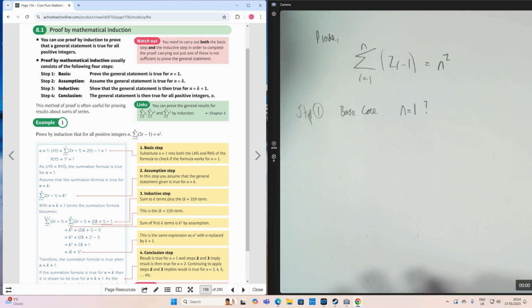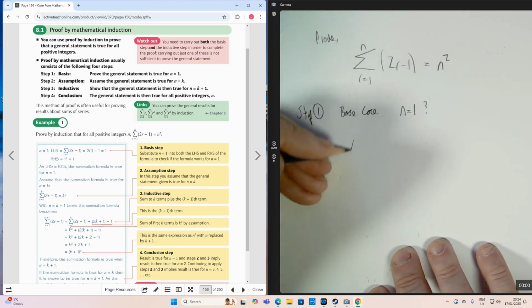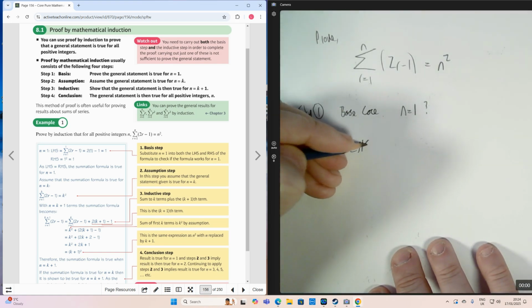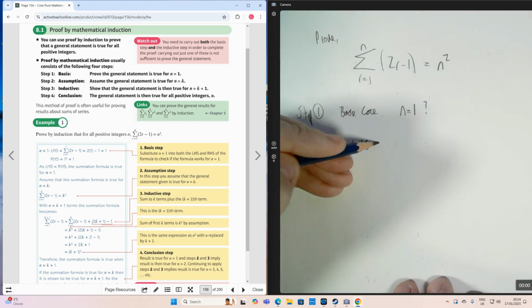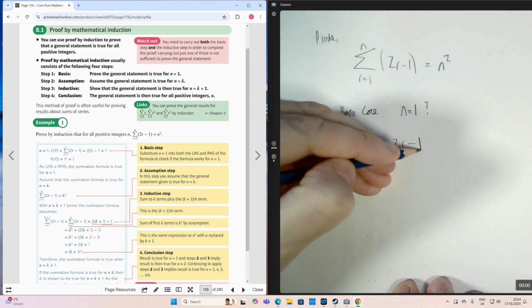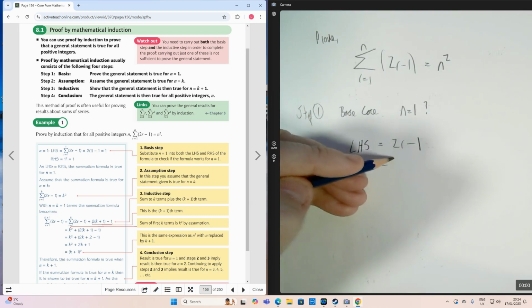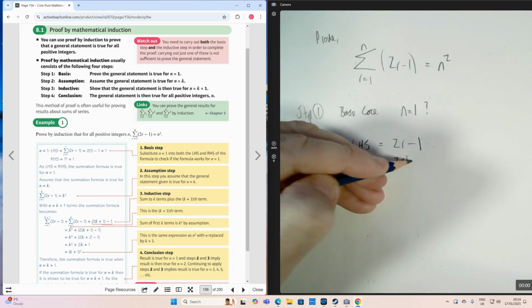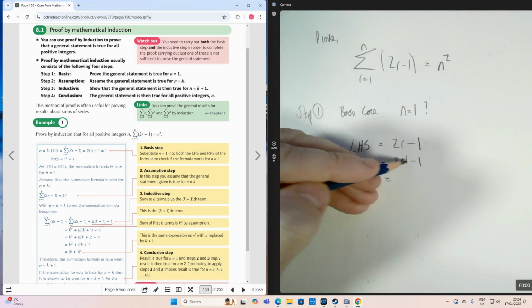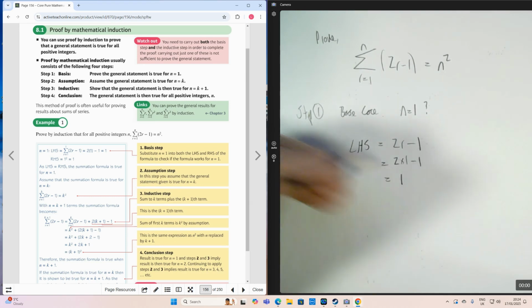Okay, well, let's have a look. So what have we got? Our left-hand side, LHS, left-hand side of our equation, is 2 times r minus 1. Okay, so that is going to be 2 times 1 minus 1. So 2 times 1 minus 1 is 2 minus 1, which is 1.